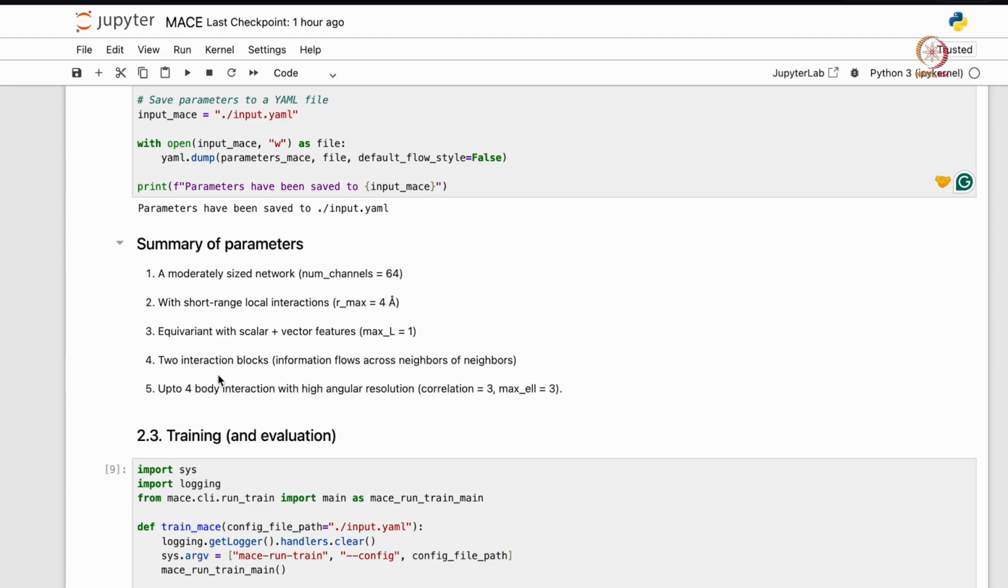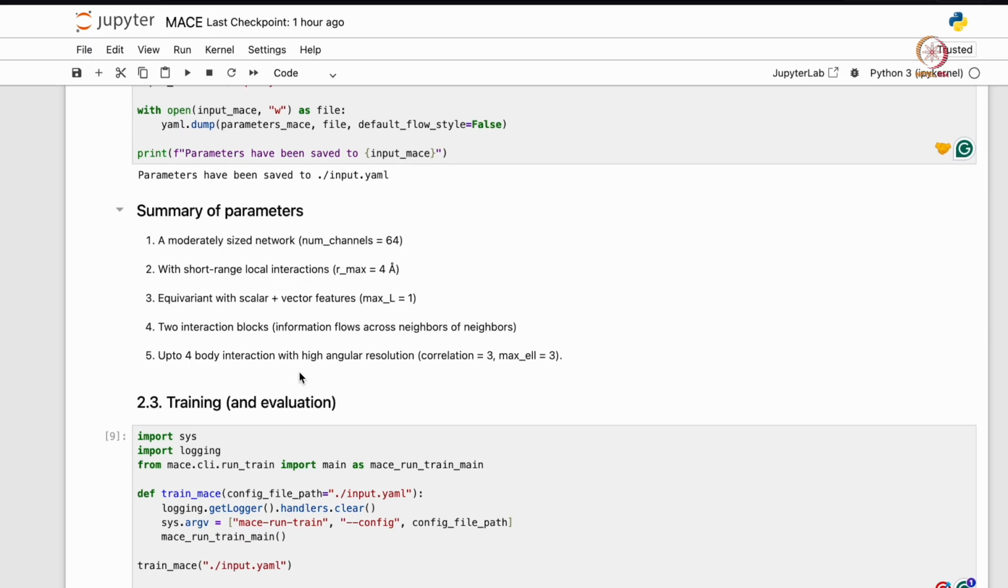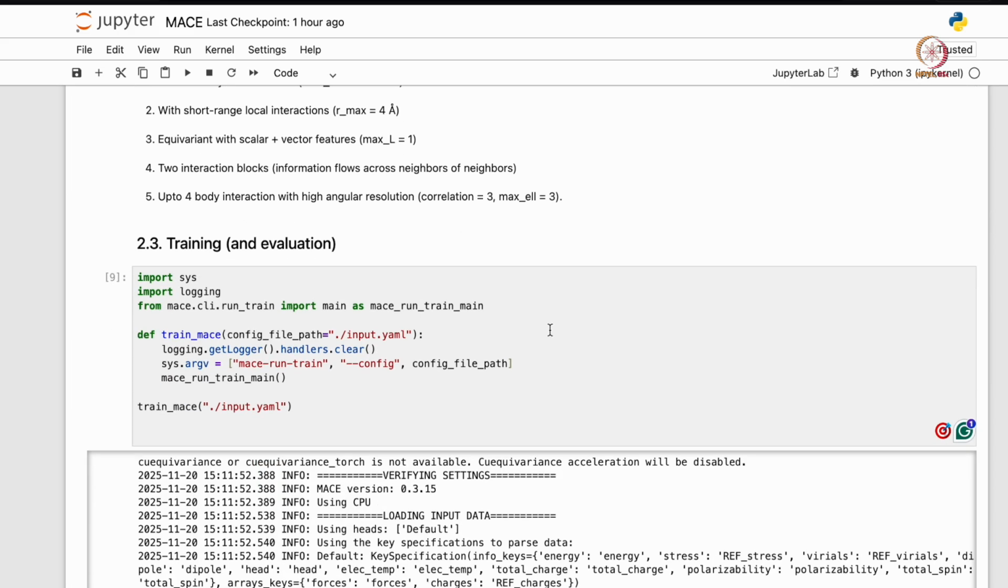There are two interaction blocks, which here refers to the message passing. So each atom will get updated from its neighbors and neighbors of neighbors. Okay, and no more, just 2 layers of message passing we will be doing. And we are capturing up to 4 body interactions, which is given by this correlation. Correlation 3 means body interaction is 3 plus 1, which is 4. And we are setting a high angular resolution, which is denoted by this max L equals 3. Now let's start the training process.